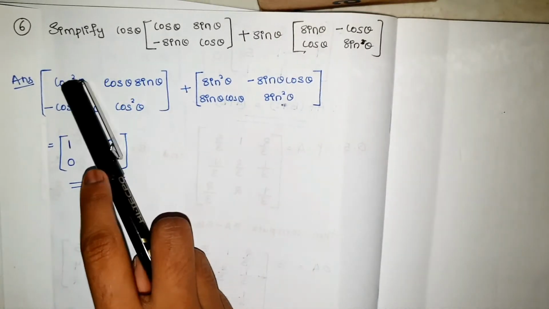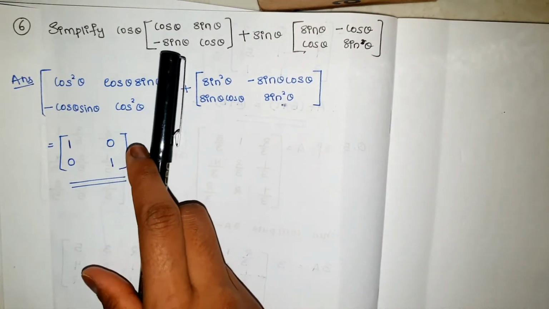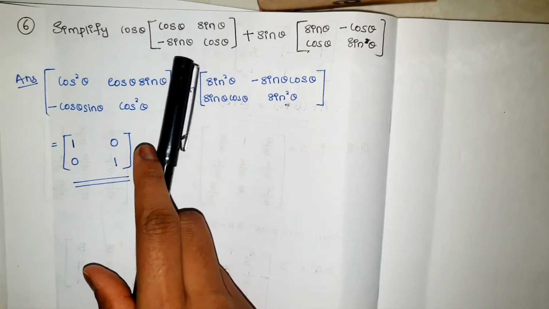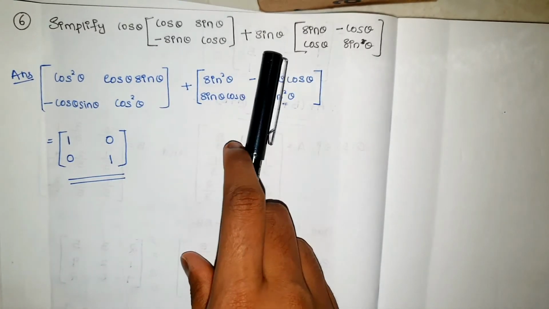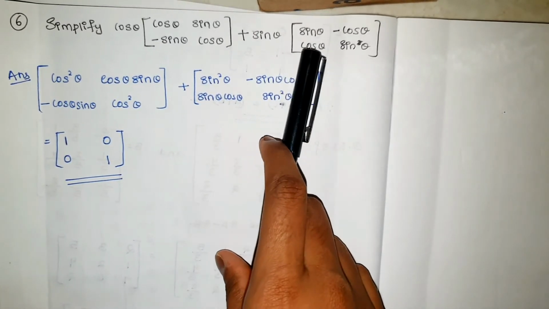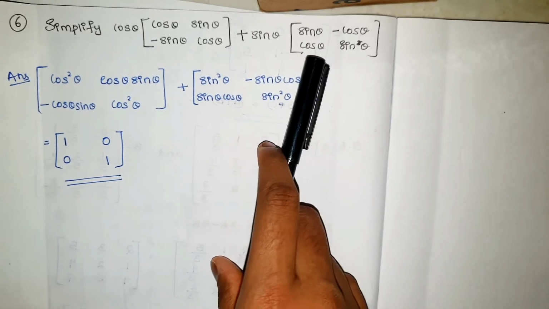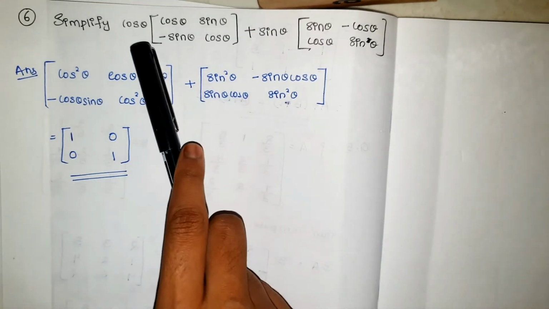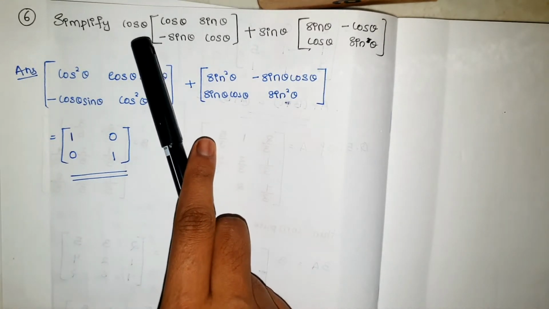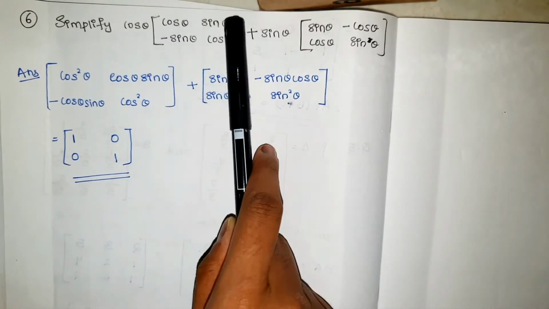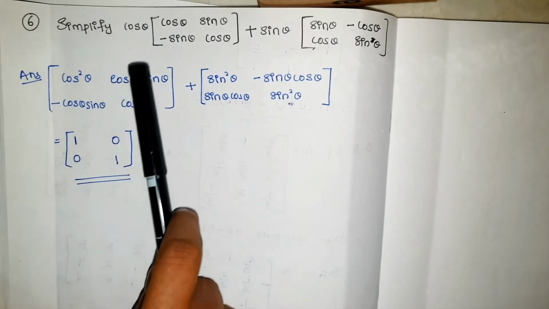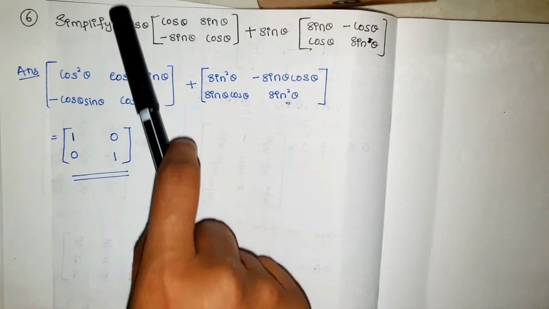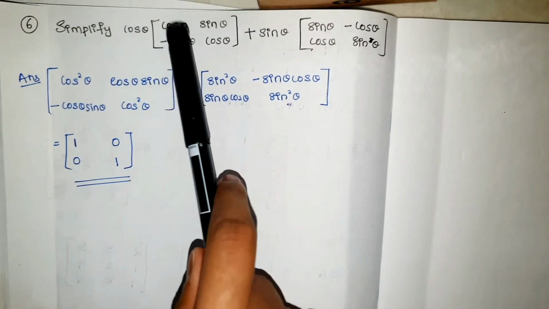Sixth question. Simplify the expression: cos theta into the matrix [cos theta, sin theta; minus sin theta, cos theta] plus sin theta into the matrix [sin theta, minus cos theta; cos theta, sin theta]. So that is our matrix. First we have to multiply this cos theta into the first matrix. I am multiplying this cos theta with each and every element in this matrix.